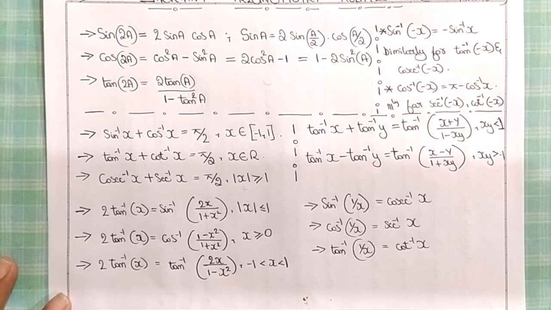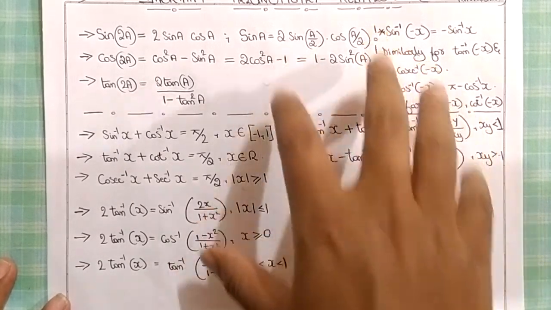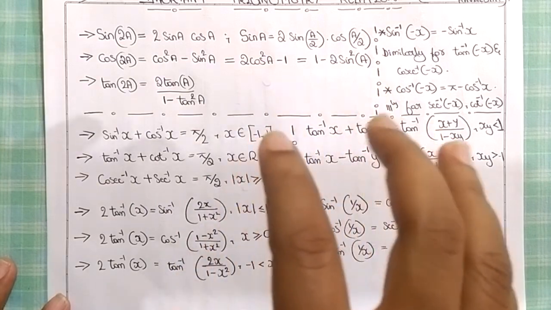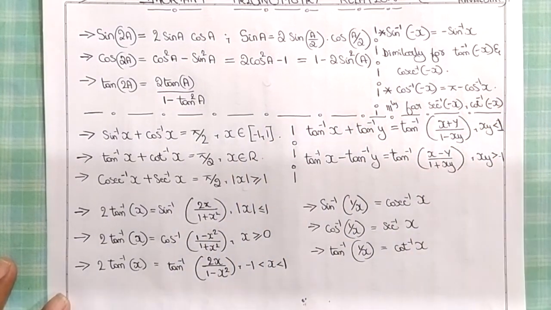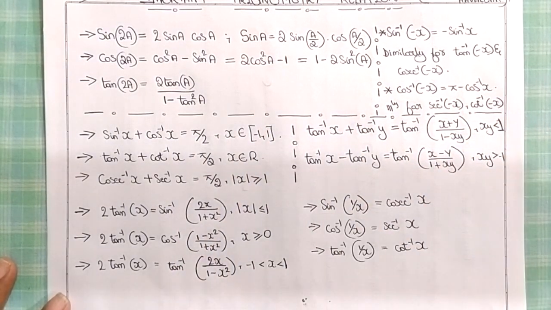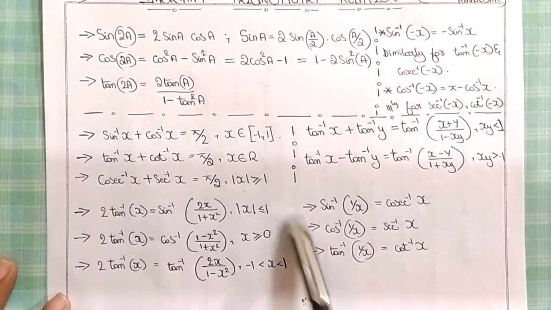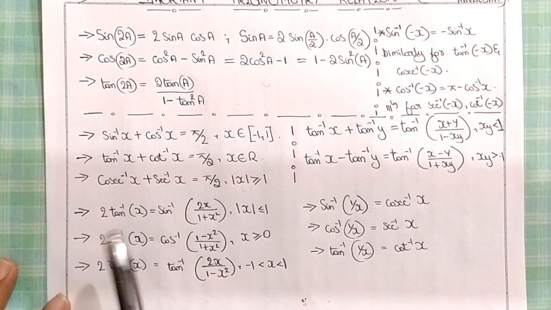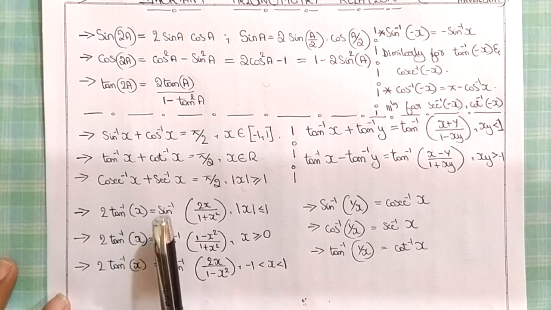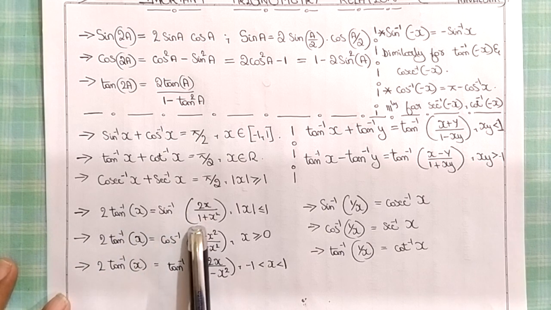So what I recommend is, please practice all these equations. Just write all these equations somewhere on a sheet or in a reference book, so that you will have a good grip with the concept. Moving on to the final formulas, 2 tan inverse of x is equal to sine inverse of 2x divided by 1 plus x square.